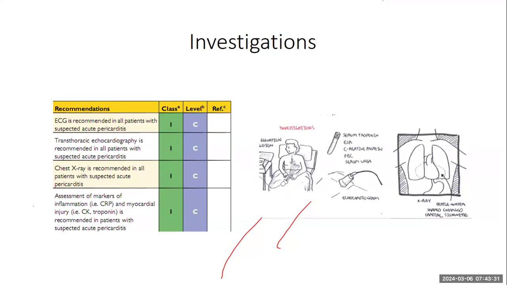The echo itself is mainly to rule out pericardial effusion, because most of the time the diagnosis is clinched on cardiac MRI. But the echo is very important to rule out pericardial effusion, and if the effusion is large enough, we want to collect samples to send for investigations so that we're able to know the actual cause of the pericarditis. It's also recommended for all patients with suspected pericarditis, and inflammatory markers, as I mentioned earlier, like CRP and cardiac troponin, are recommended in patients with suspected pericarditis. Next slide, please.